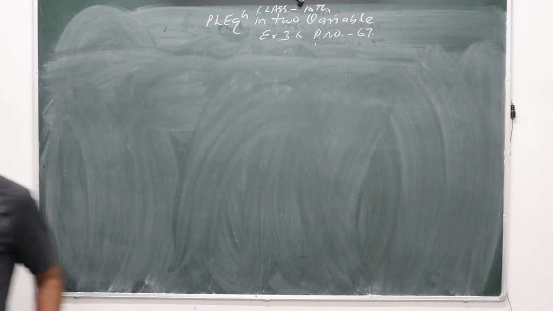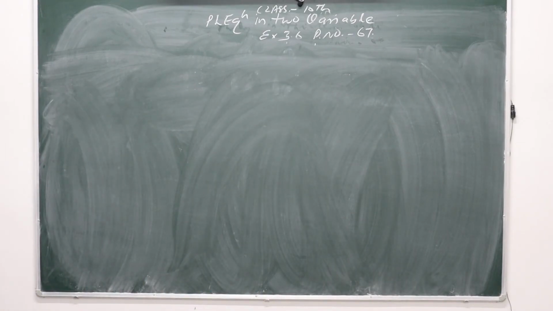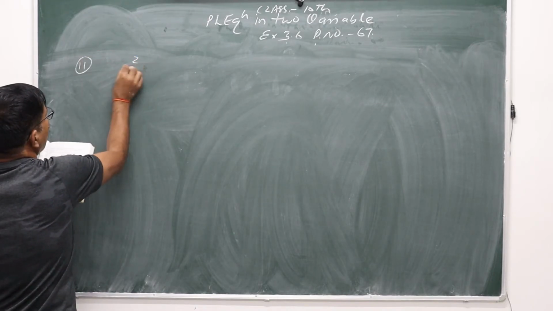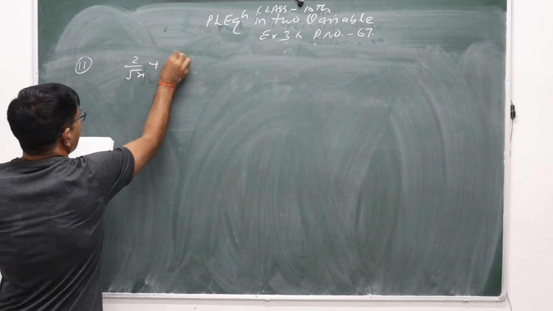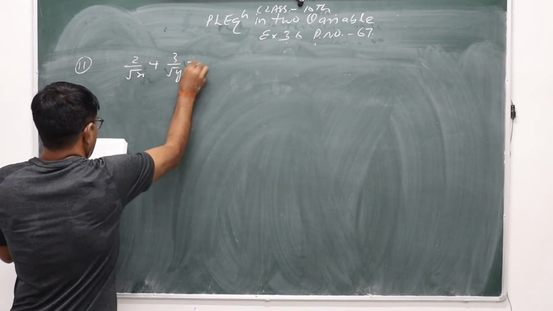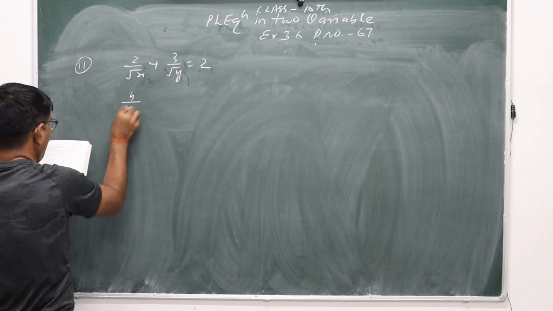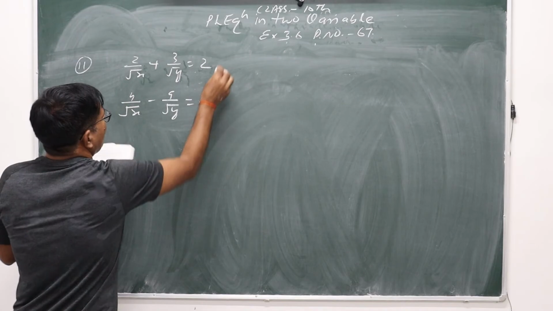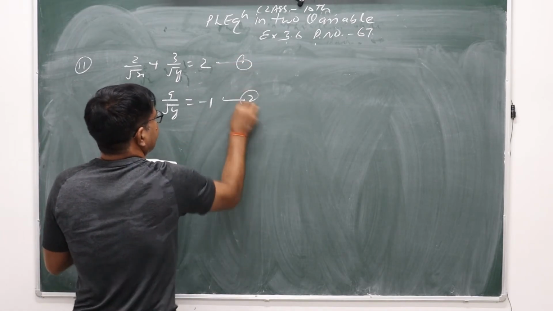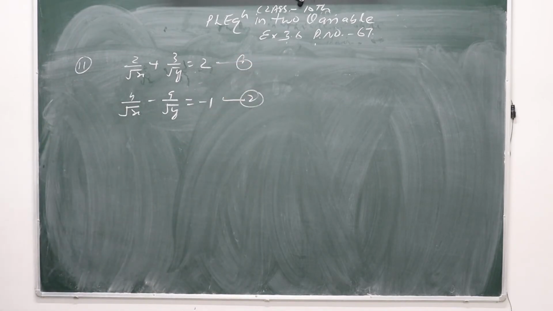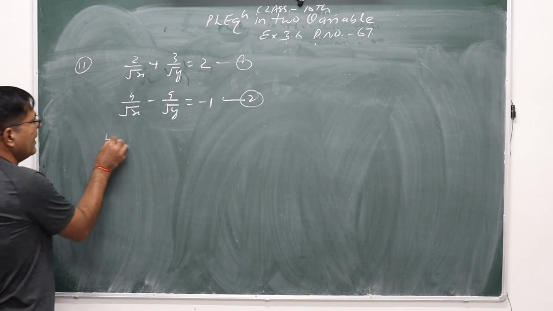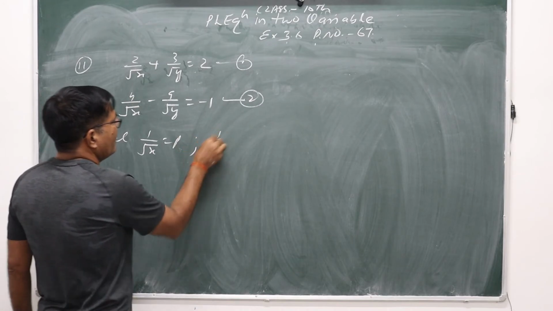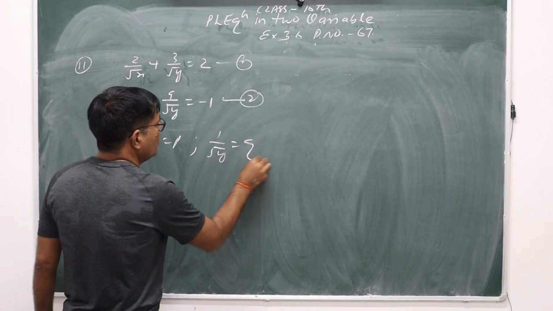Now let us take second question. Question number second, first का second part: 2 upon root x plus 3 upon root y is equals to 2, 4 upon root x minus 9 upon root y is equals to minus 1. क्या करेंगे? These equations are not in standard form. Let 1 upon root x is equals to p and 1 upon root y is equals to q.